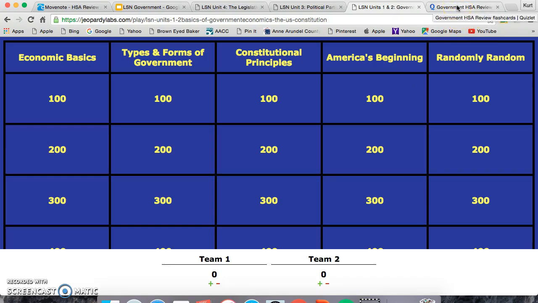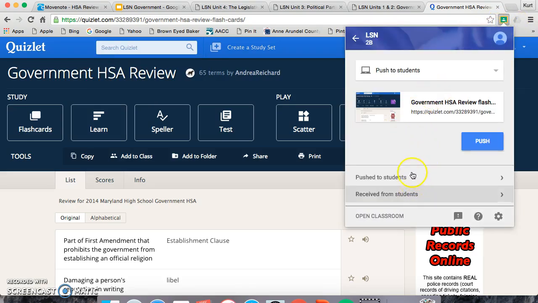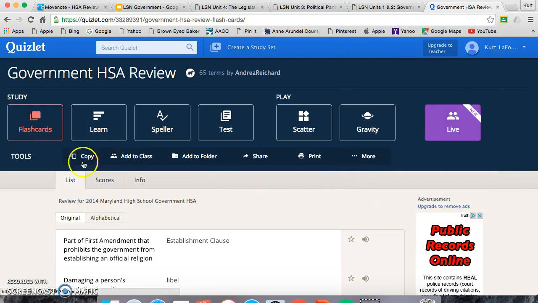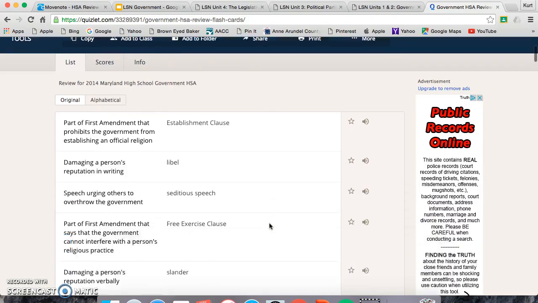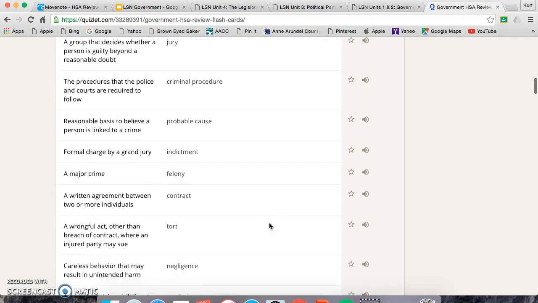And then this is the other assessment, Quizlet. I found it to be a very cool website to use for assessments over the last 2, 3 years. I have this government HSA review for students, which can again be pushed to the students in the respective Google Classroom class. There are flashcards, and these are all the flashcards. This isn't all the vocabulary the students need to know, but it's enough for them to get themselves started.